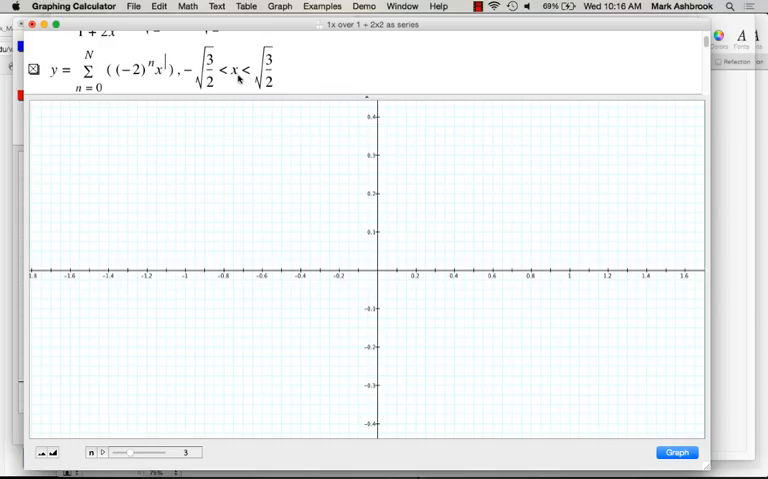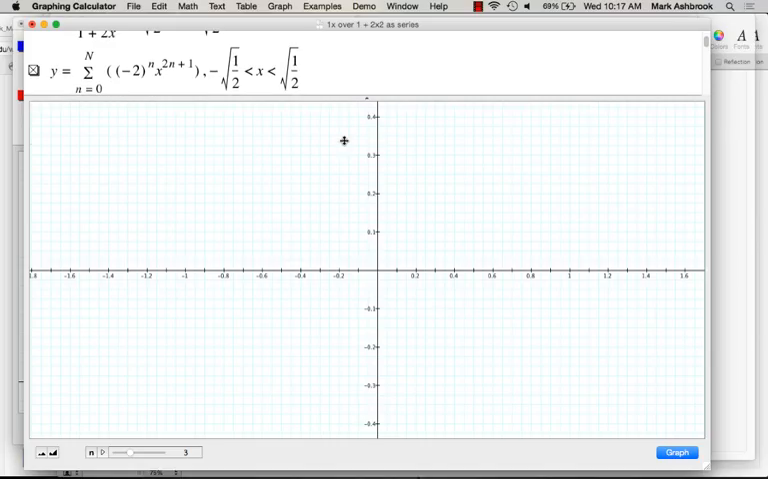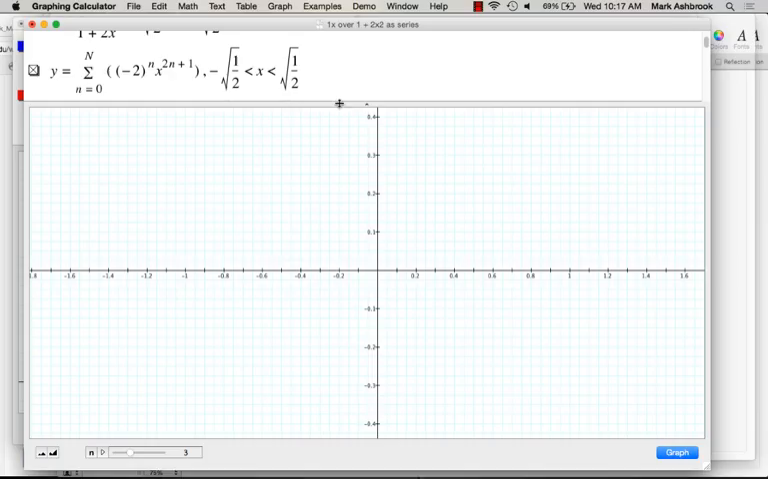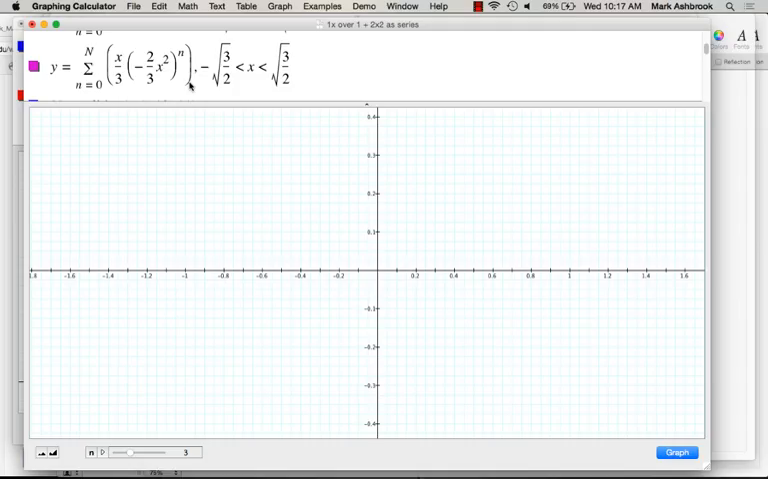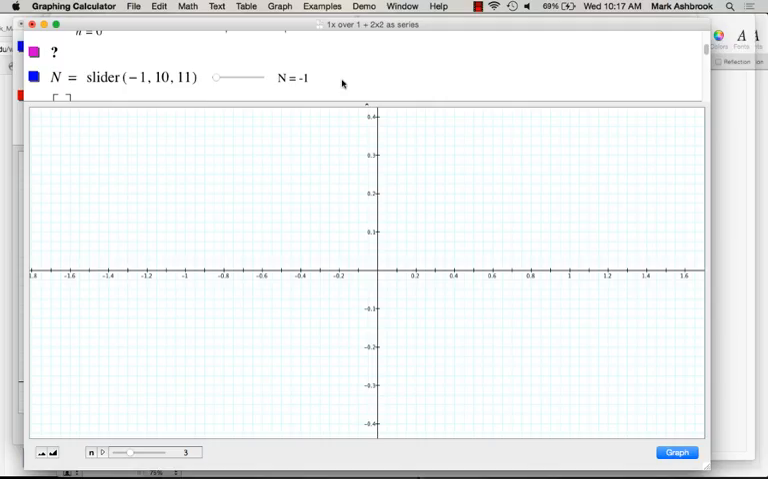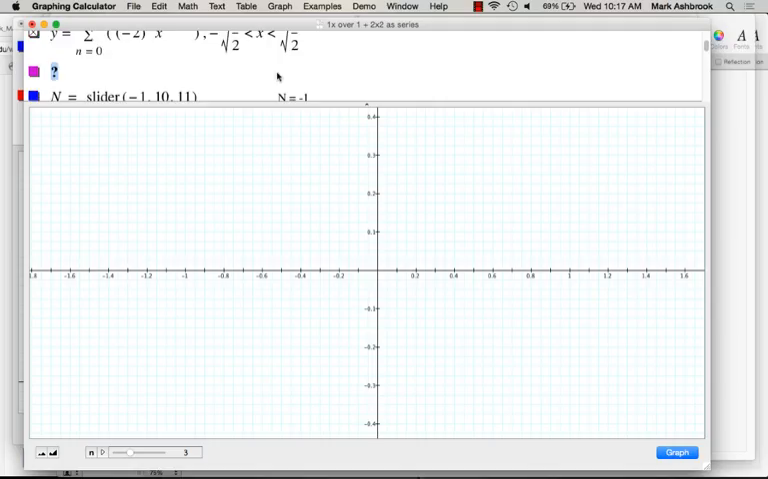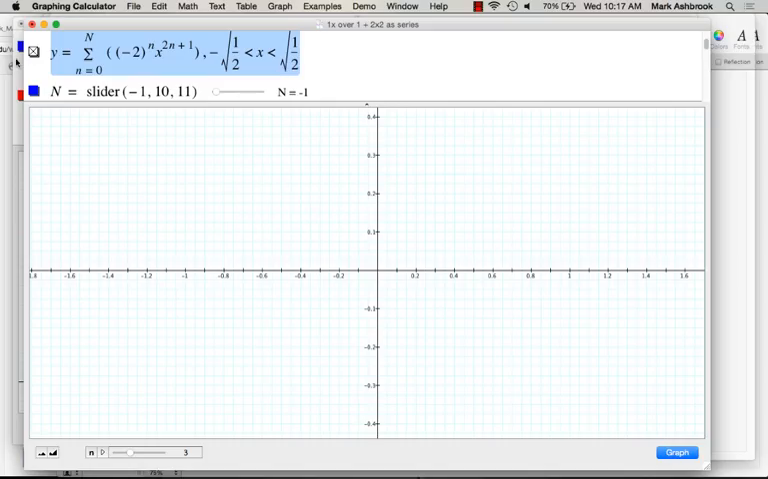X to the, and that was from negative, all right, let's see if this works. Let's make that red. Okay, here we go. Let's see if it works.